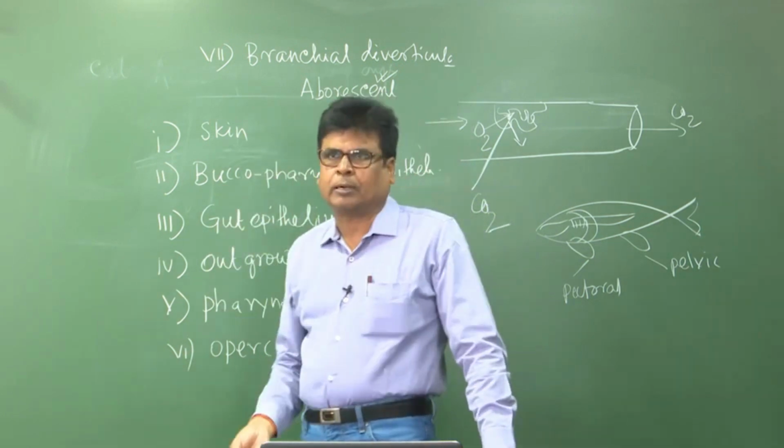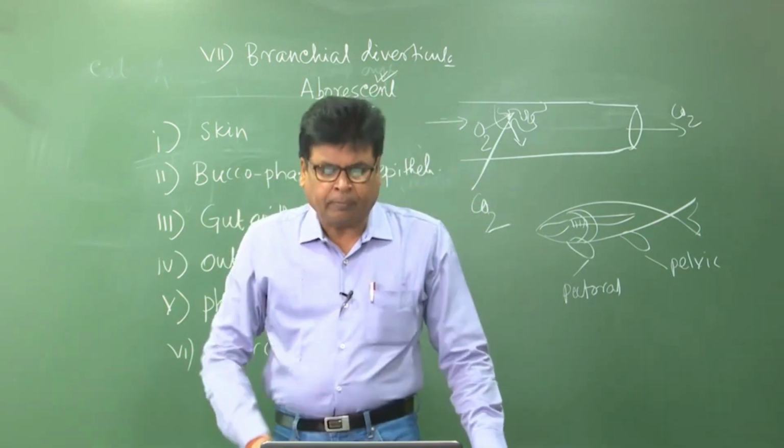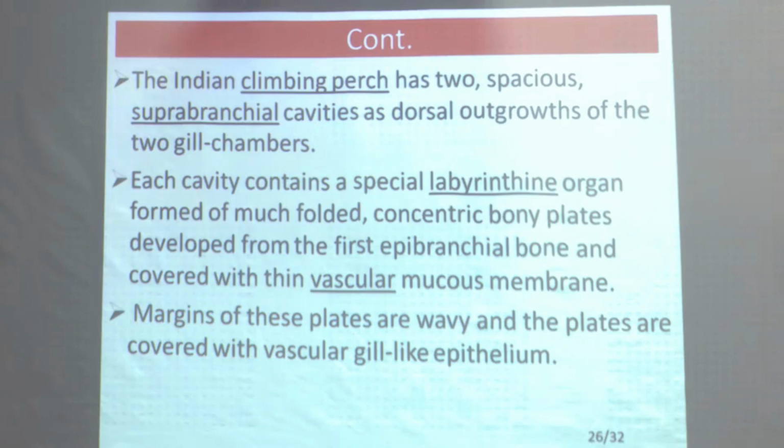Now, come to the next one. For example, in the Indian climbing perch, they have two spacious suprabranchial cavities as dorsal outgrowths of the two gill chambers. Each cavity contains a special organ that is known as the labyrinthine organ. Okay. So, this is the labyrinthine.